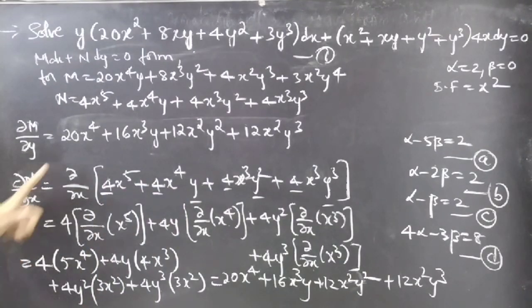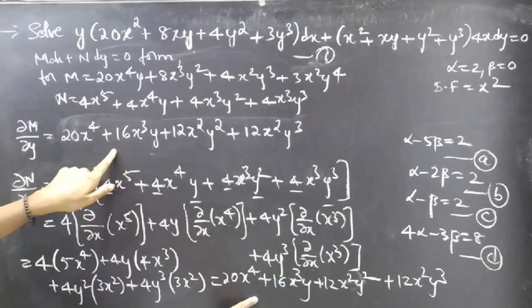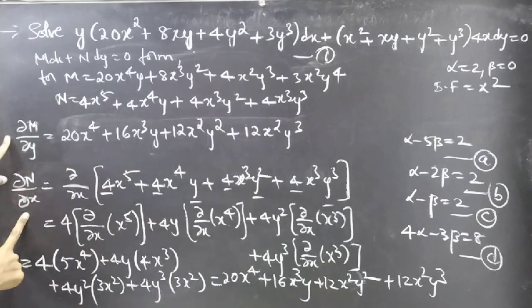Okay, now by observing these two, we can say that partial derivative of m with respect to y equal to partial derivative of n with respect to x. So this shows that the reduced equation, equation 3, is an exact equation.